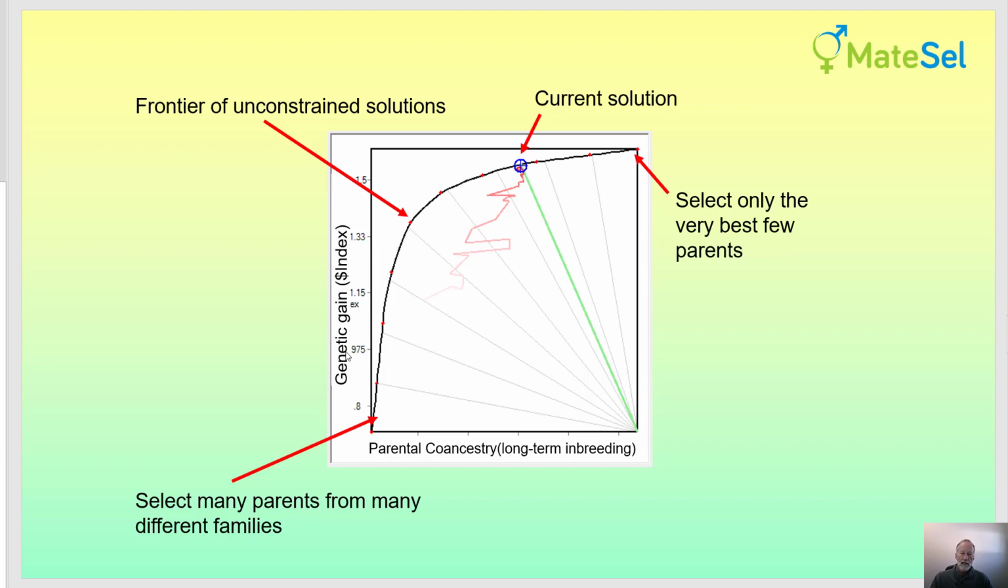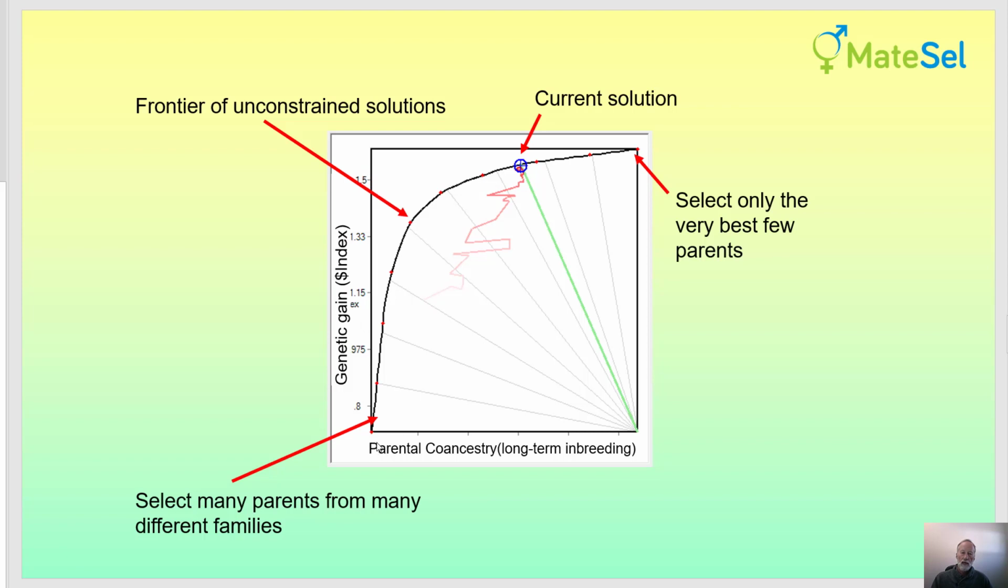The first one on the y-axis is genetic gain or progeny index, typically an index of dollars or monetary value across traits. And we want to get as much genetic gain as possible in the progeny. And basically, this is the average of the parental genetic values as reflected in the progeny. We want that to be high.